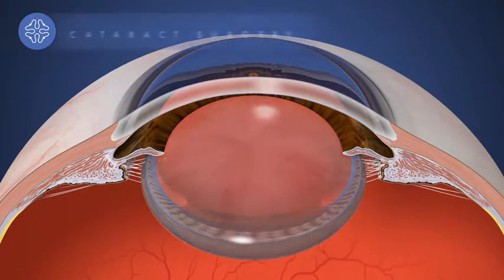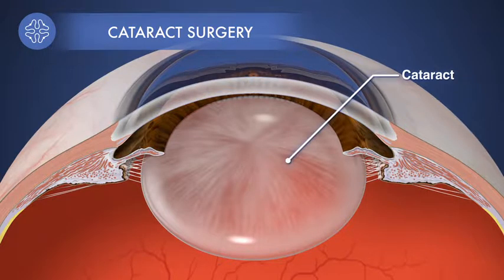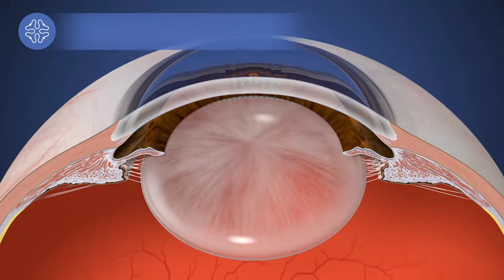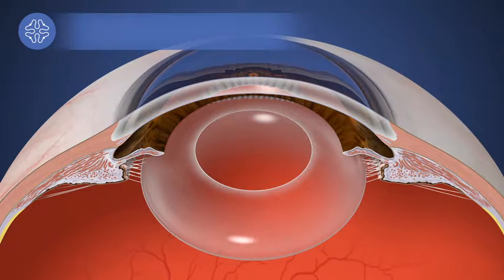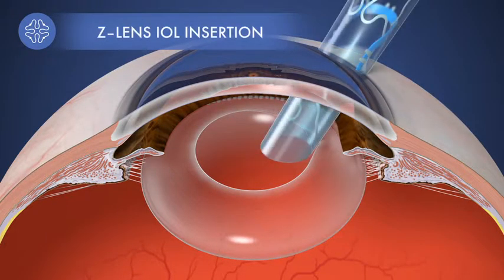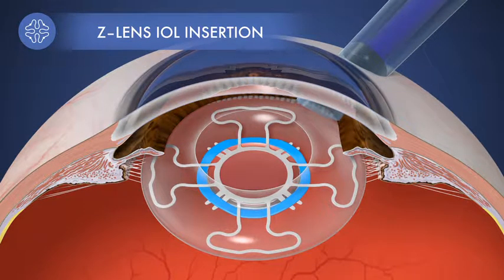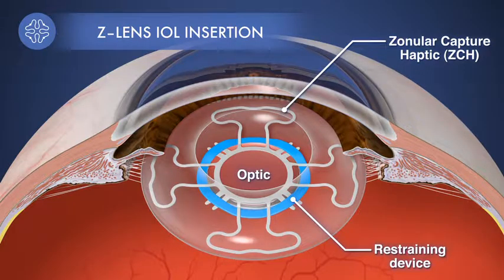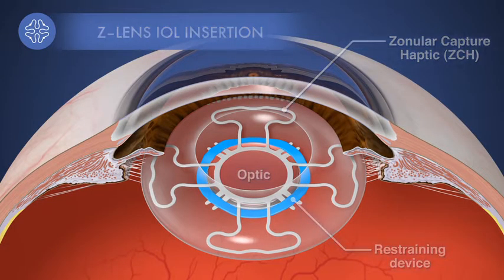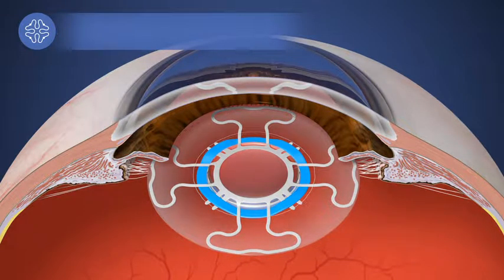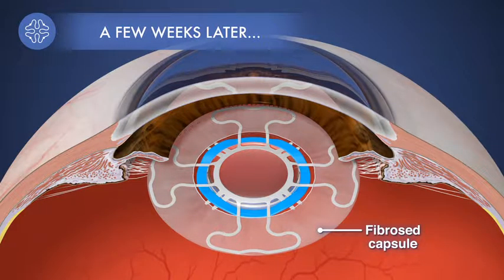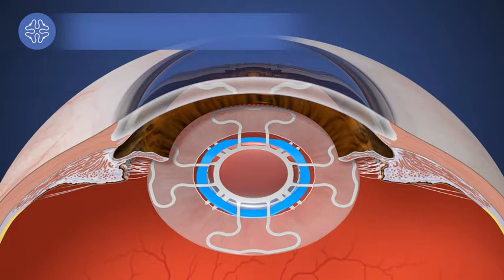When the natural lens becomes cloudy because of age, cataract surgery is required. During surgery, a hole is made in the capsular bag, called a capsulorhexis, and the natural lens is removed through it. The Z-Lens is then inserted into the now empty capsular bag with the restraining device holding it flat. The capsular bag collapses and adheres to the haptics of the Z-Lens. After a few weeks, the bag fibroses and becomes stiff, which prevents movement.